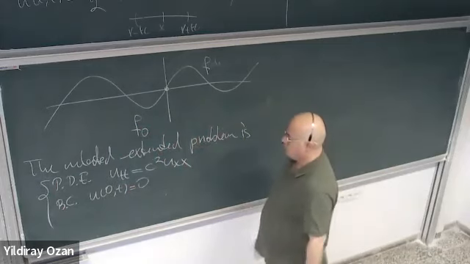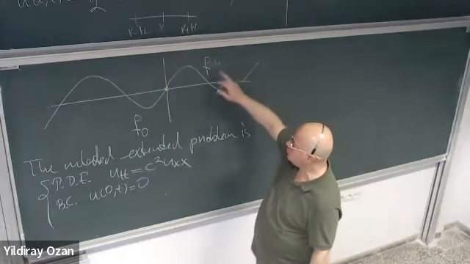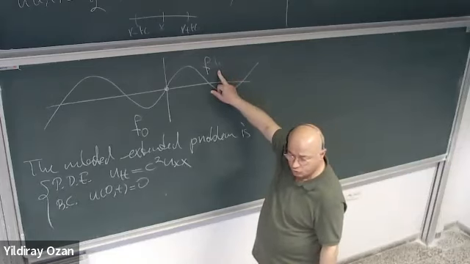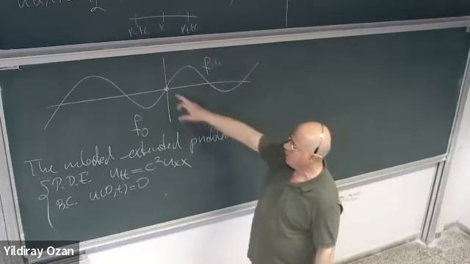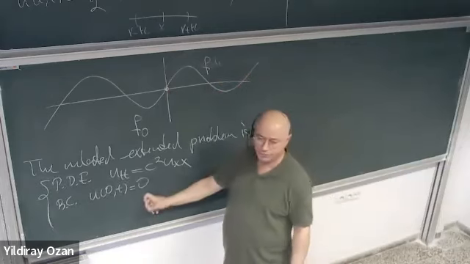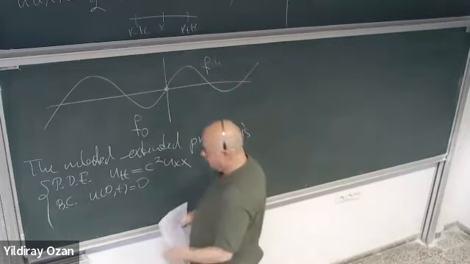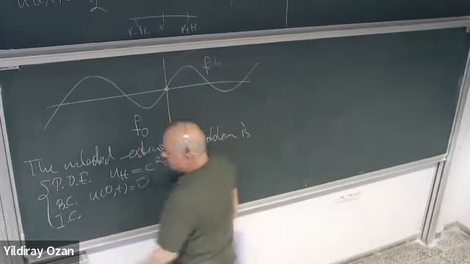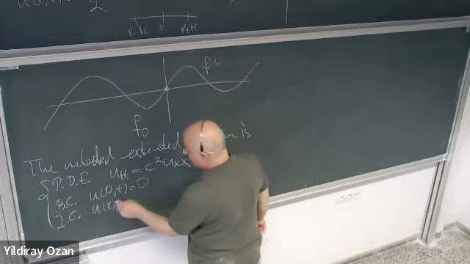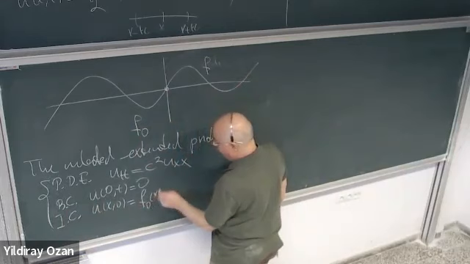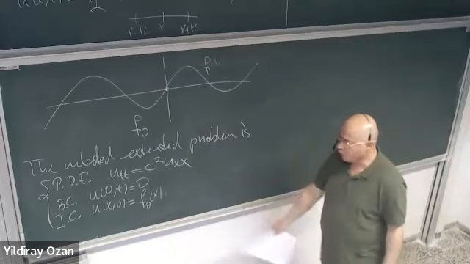Why is that? You see, the solution of this will be an odd function because the initial condition is odd. Since the solution is an odd function, at x equals zero, it will be zero. So we may write this, but it will be automatically satisfied. And the initial condition will be just f odd of x. And we know how to solve this.